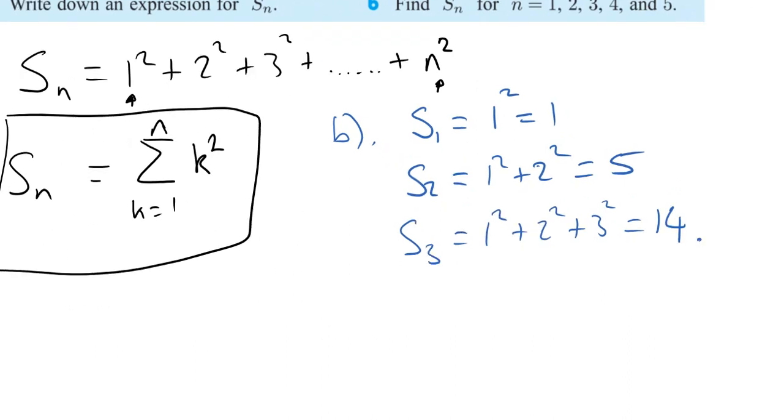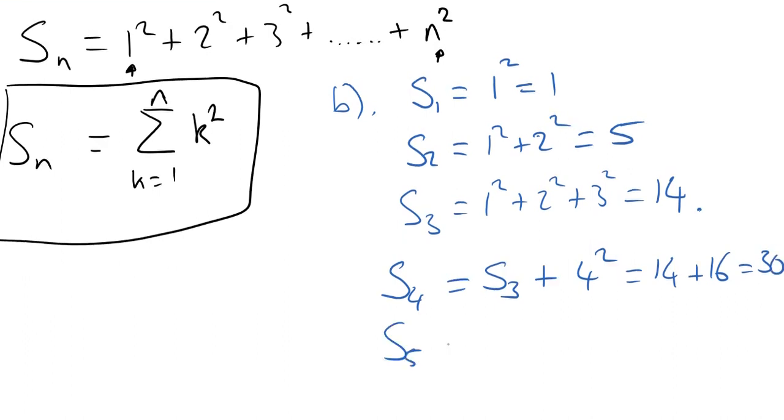Now, you might be thinking there's a trick here, isn't there? I just have to add on the next square number to the previous, and you'd be right. S4, we could save some time. It's just going to be S3 plus 4 squared, isn't it? So I'm going to end up by having 14 plus 16, which is 30.